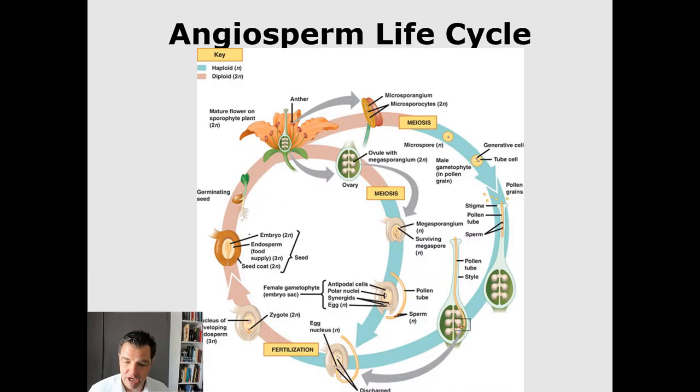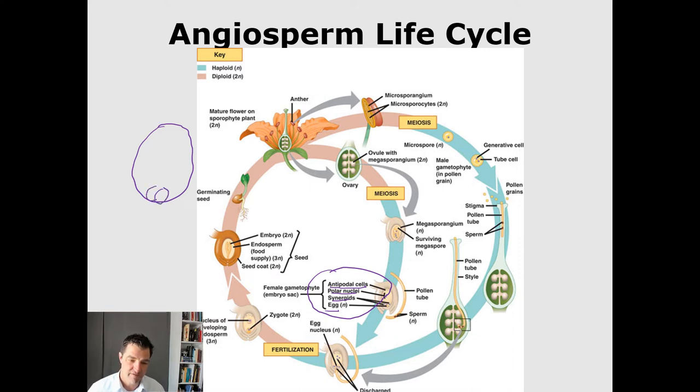Okay, so here again is that life cycle. And you can see this is my embryo sac here that I was talking about, where you have your antipodal cells, your polar nuclei, your synergids, and your egg. So if I were to sort of draw the embryo sac, it ends up looking like this.